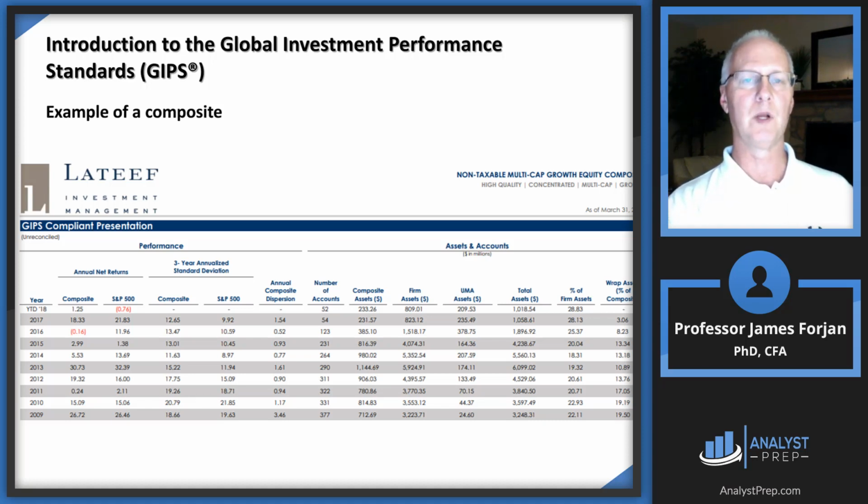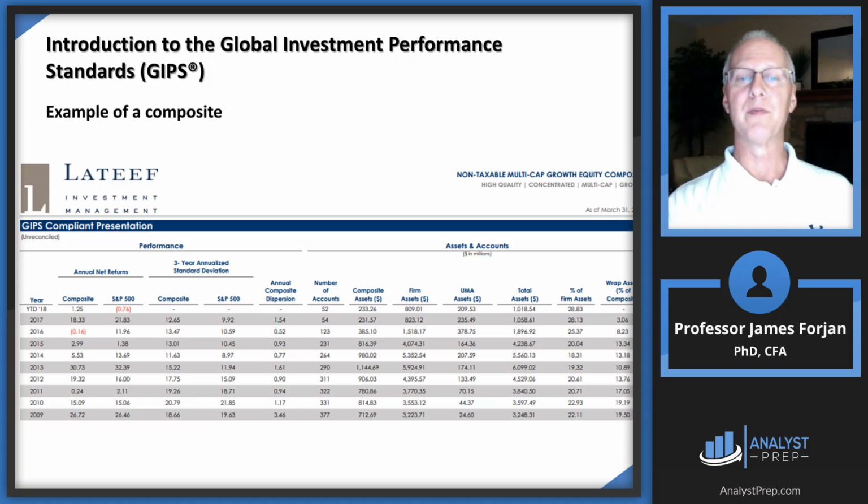Let's take a minute and just quickly look at these composites. Note going down the left-hand column, those are the years. And then the next two columns are annualized net returns. Just a cursory glance going back from 2009 all the way to this current year, you'll see that the composites are generally somewhere around the S&P 500 index return, with the exception of 2014 and 2016. Those were clearly bad years for the composite.